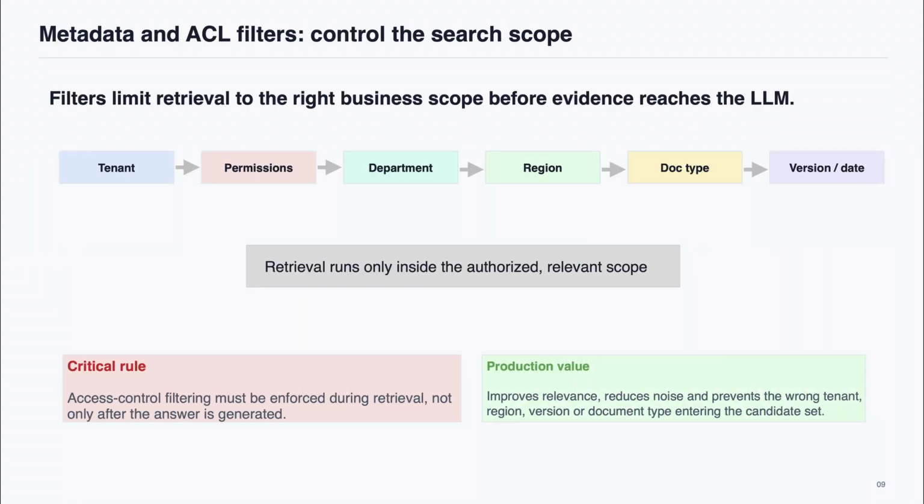In production, relevance is not enough. The system must also search within the correct business and security boundary. Metadata filters can restrict retrieval by tenant, department, region, document type, language, version, status, or effective date. ACL filters make sure users retrieve only content they are authorized to access. These controls should be applied during retrieval, before evidence enters the context window. Filtering only after generation is too late because the wrong content has already reached the model.